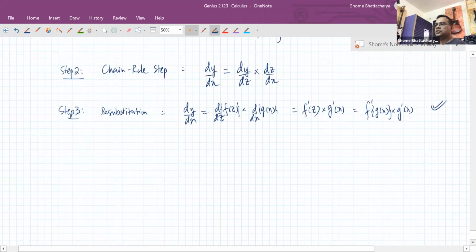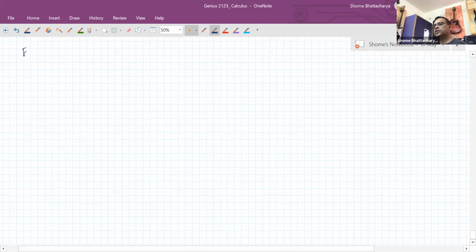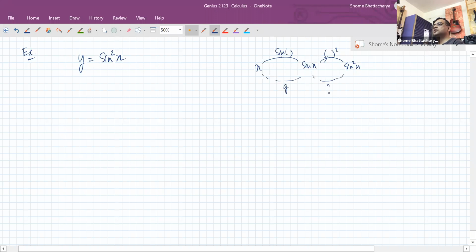Okay, so let's look at the application with one example, very systematically. We'll take that rather simple case of y is equal to sine square x. We can see that on x we have operated the sine function, so we've got sine x. And then we've operated the whole square function, so we've got sine square x. So this is our g and this is our f of g.